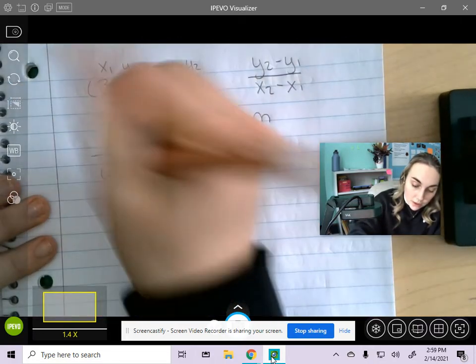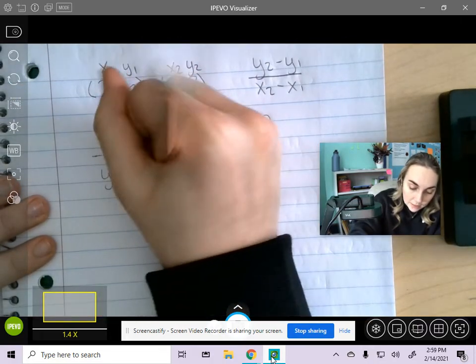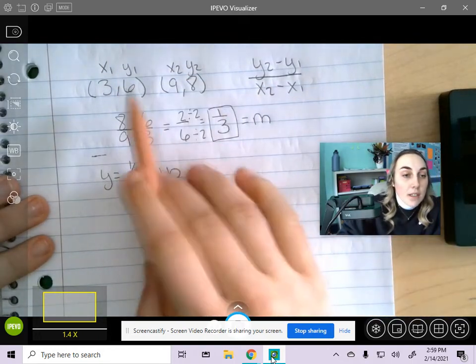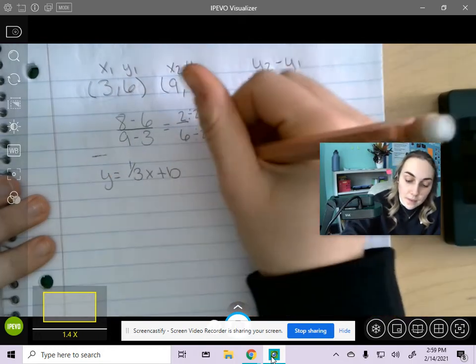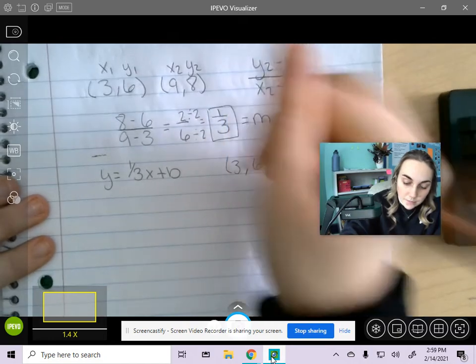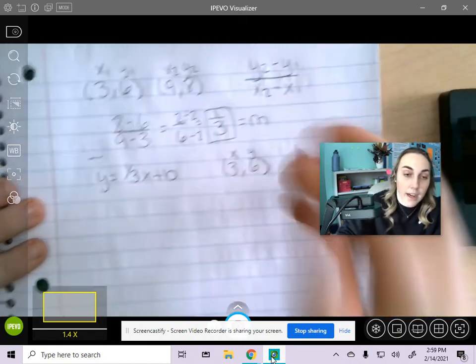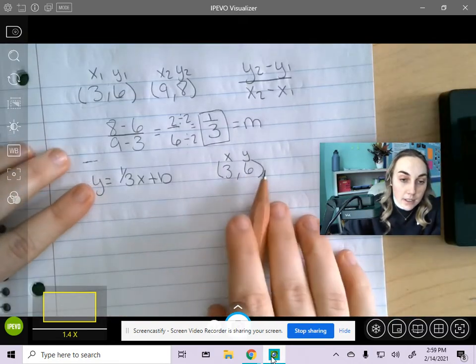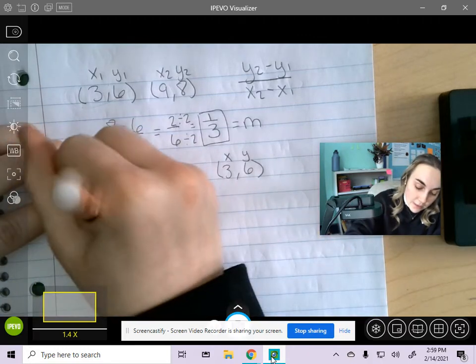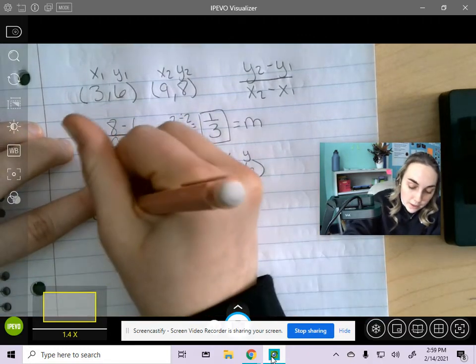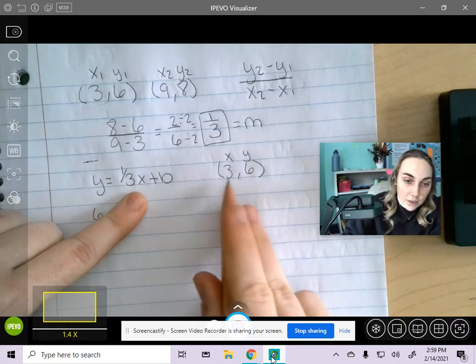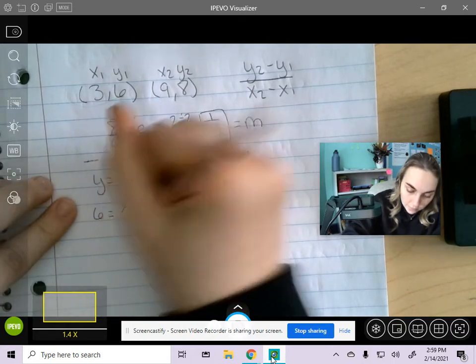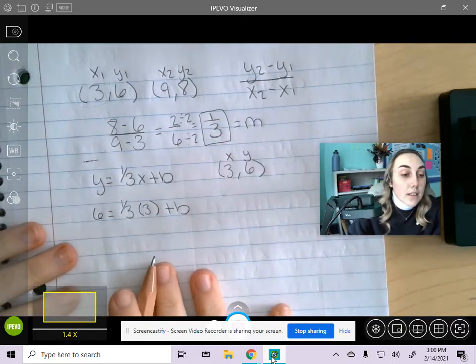Y equals, our slope is 1/3 x plus b. I'm going to use this ordered pair this time, 3 and 6. 3 is an x, 6 is a y. I need y first according to here, so I'm going to substitute that 6 in for y. 1/3 is our slope, x is 3, and then plus b, and now I can solve.